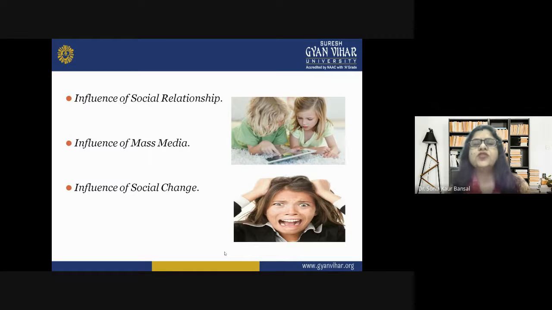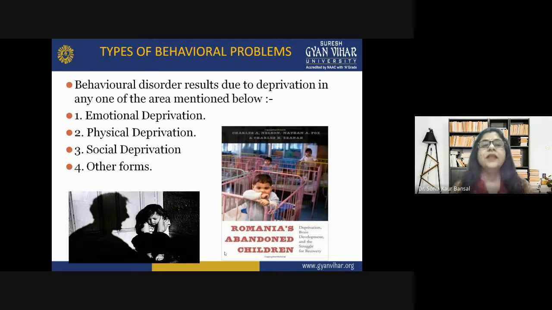Are people really changing their views about certain kinds of rituals, traditions, behaviors, or people? This will also change the behavior of the child, or maybe the child is not adjusting with the new changes. So it's very important to understand that the child is having lots of influence of social change on him.